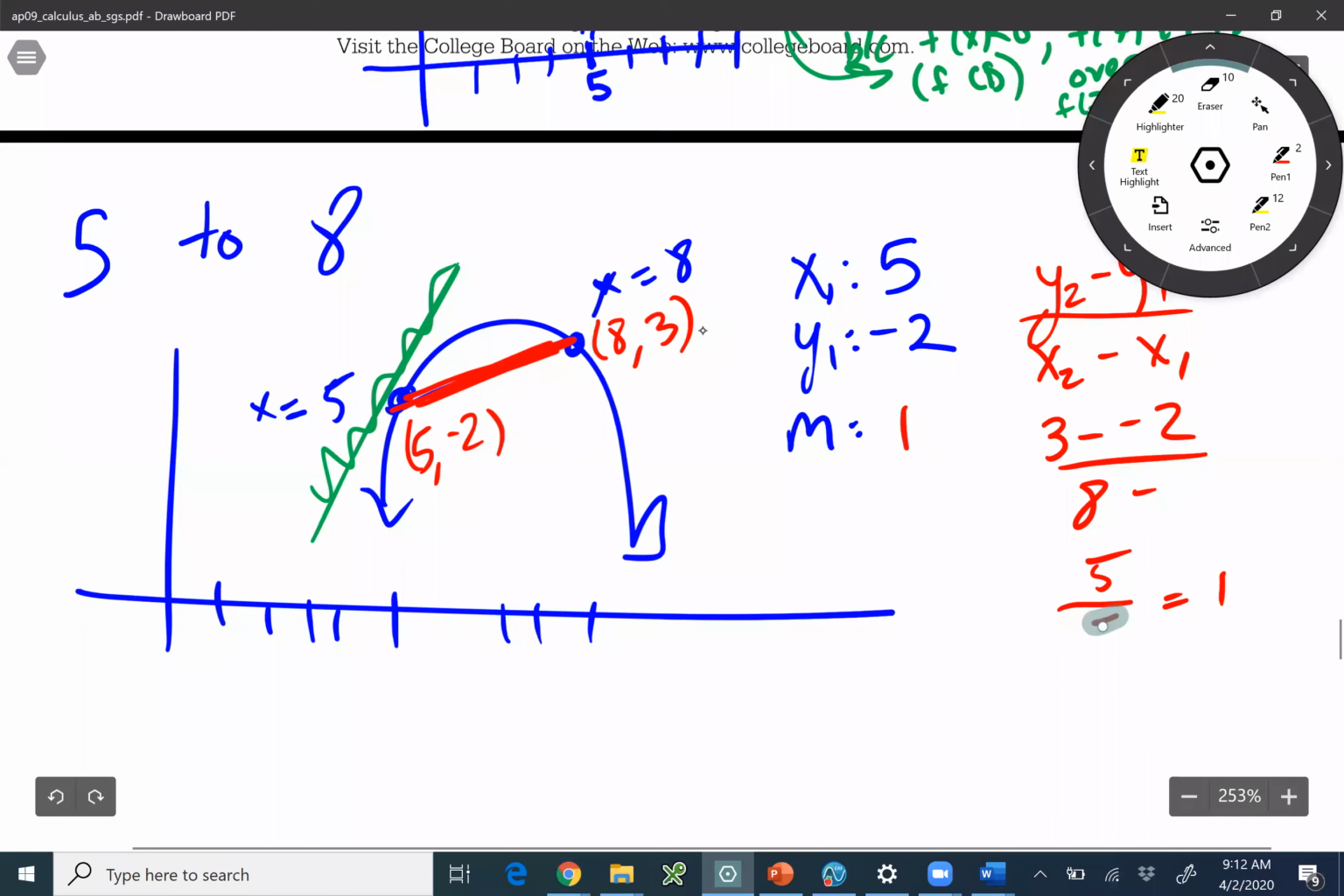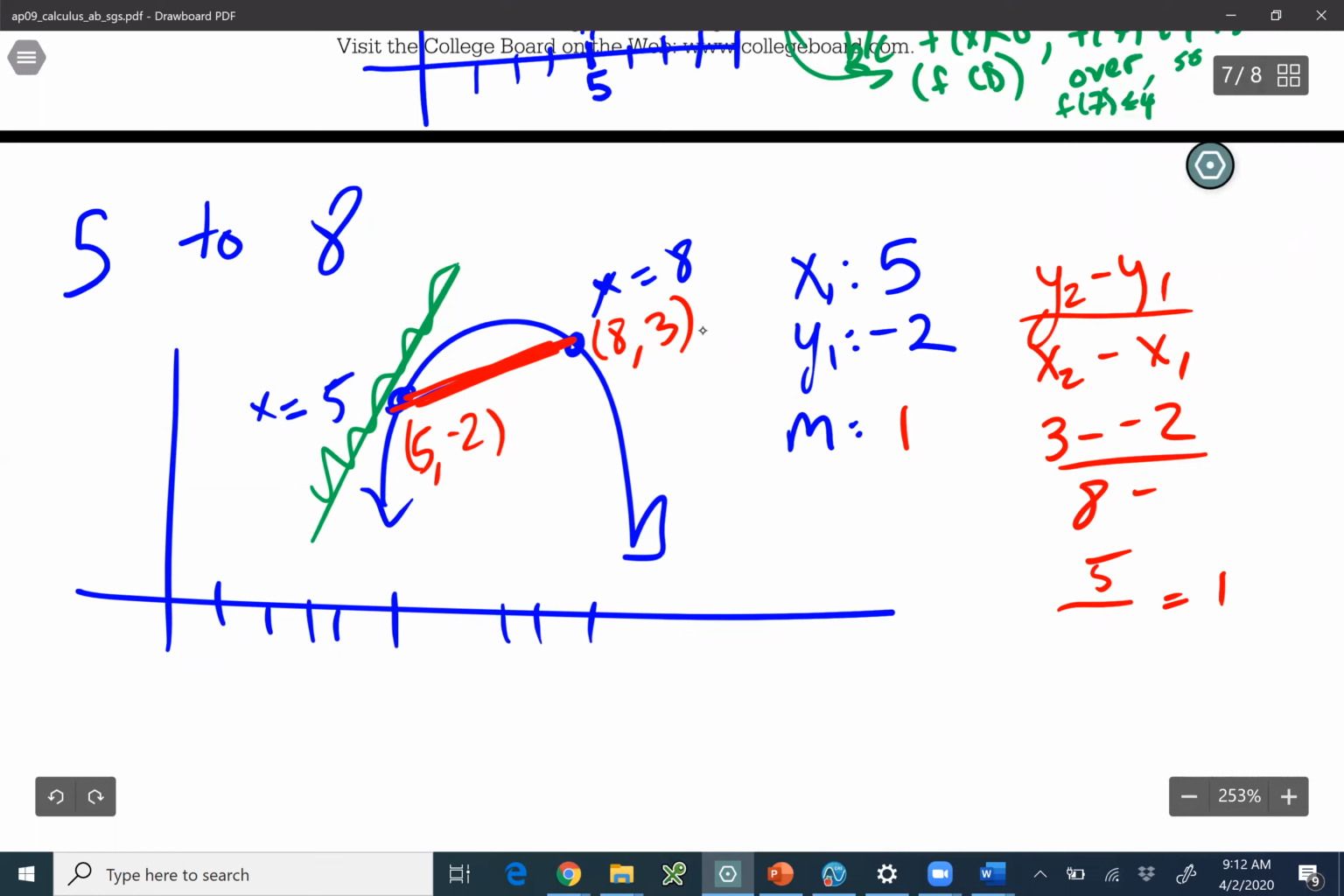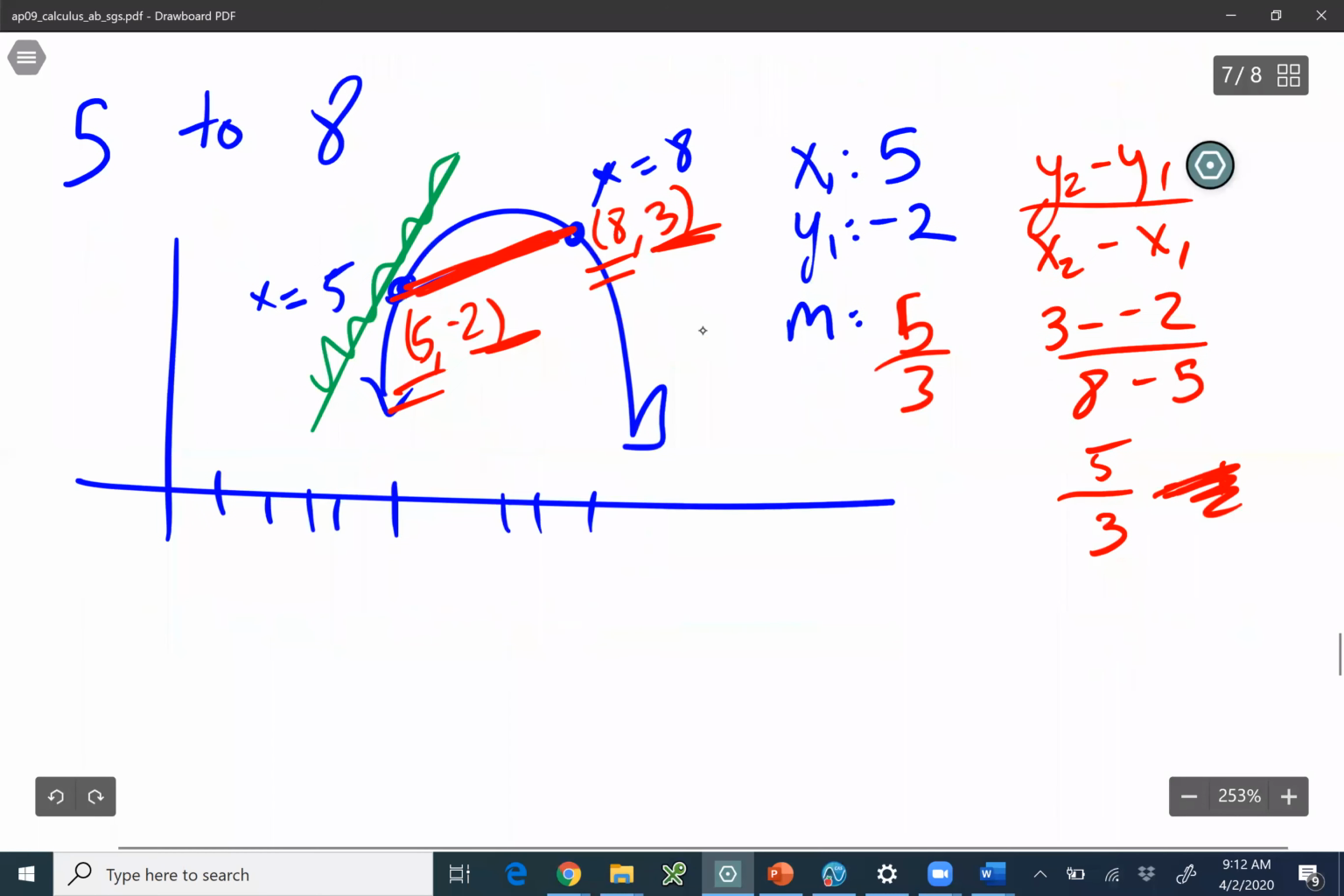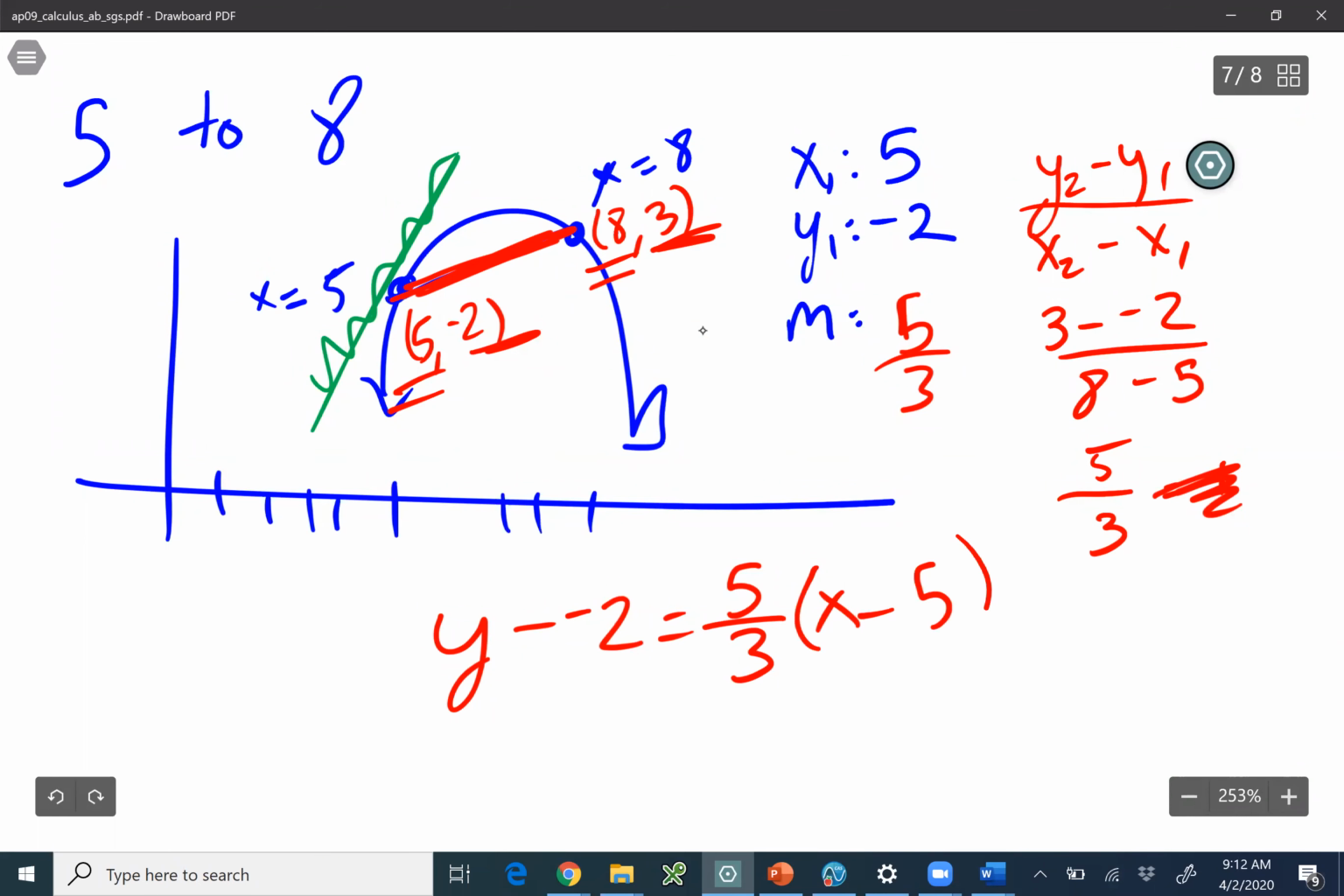So I wrote 8 minus 3. It's, right, 3 minus negative 2 over 8 minus 5. So 3 minus negative 2 gives positive 5 over 3, which is a slope of 5/3. There we go. So now our equation for our secant line is y minus negative 2 equals 5/3 times x minus 5.